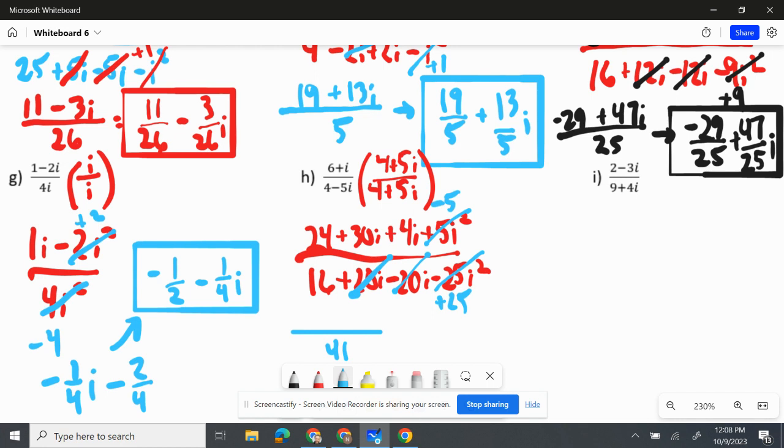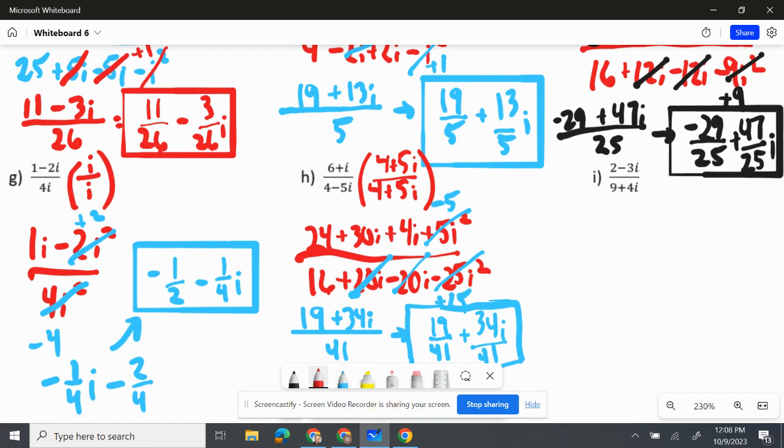24 minus 5 is 19. And then 30i plus 4i is 34i. So once again, when we put it in a plus bi form, 19 over 41 plus 34i over 41. And that right there is our answer.